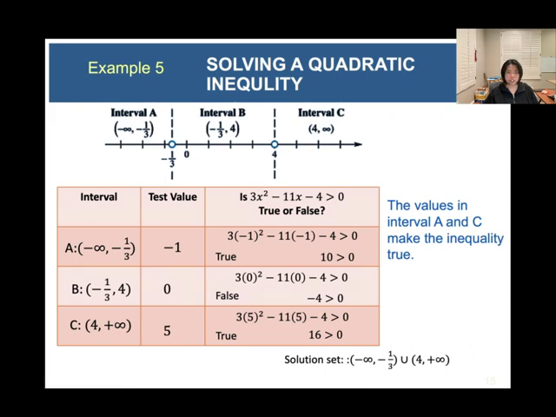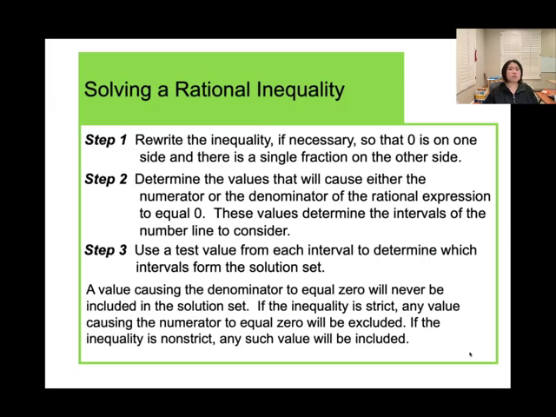Okay, get the idea, right? Now, solving a rational inequality. So this time we're going to work with the rational inequality. Step 1, we write the inequality if necessary so that 0 is on one side and there is a single fraction on the other side.